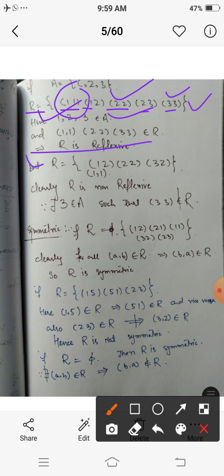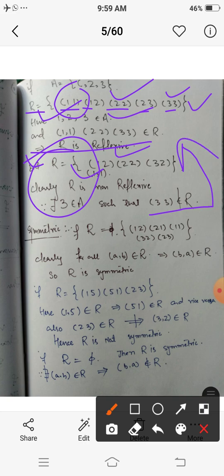Similarly, if we consider R equals {(1,2), (2,2), (3,2), (1,1)}, here 1 belongs to A and (1,1) belongs to R. For 2, (2,2) belongs to R. But A contains 3, while (3,3) does not belong to R. So there exists an element 3 in A such that (3,3) does not belong to R. So we can say that this R is non-reflexive on A. So this was about the reflexive relation.